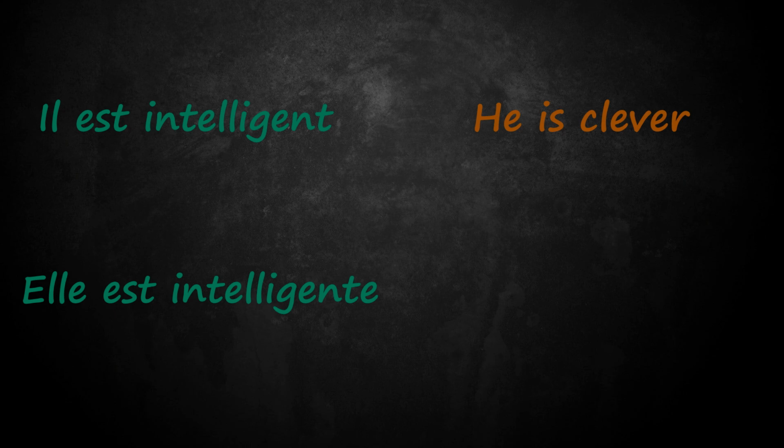Il, elle est. He, she is. First example. Il est intelligent. He is clever. Elle est intelligente. She is clever. So, notice the E here for the feminine form.